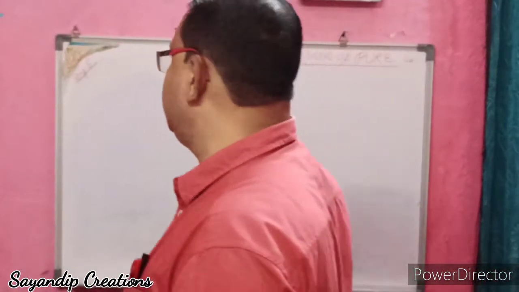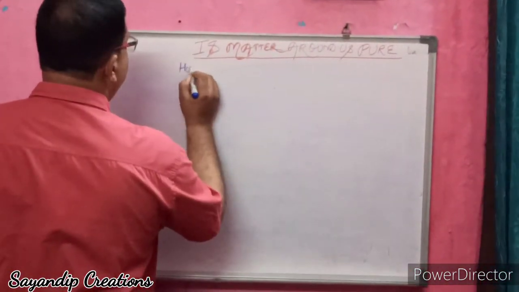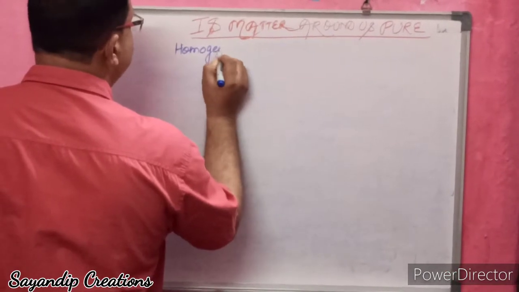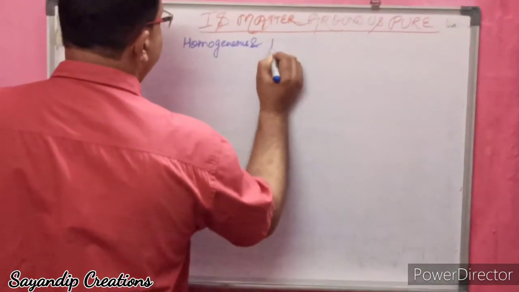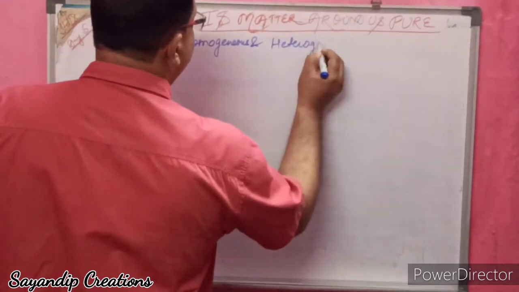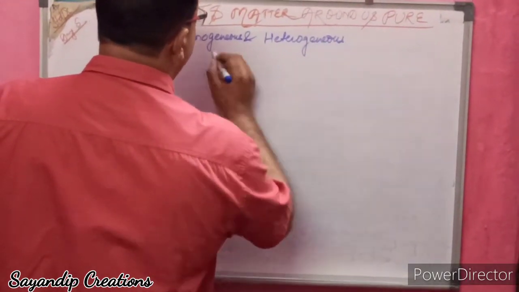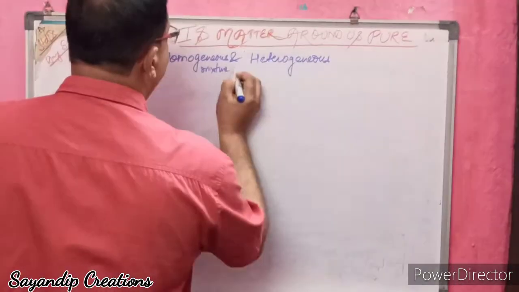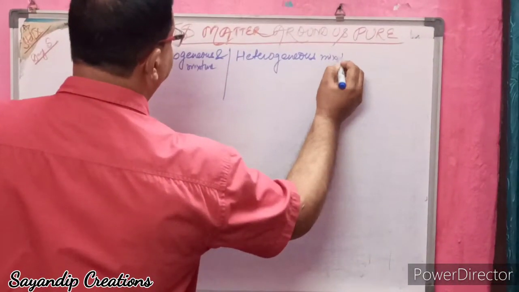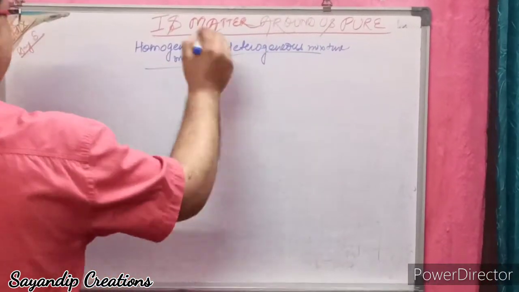Now I will start off with the different types of mixtures, on the basis of their composition. Mixtures can be classified into two groups, that is homogeneous mixture and heterogeneous mixture. Now we will see the properties of homogeneous mixture.